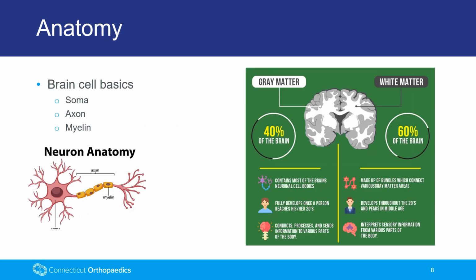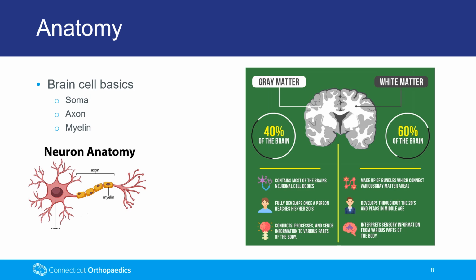Our brain is composed of two different tissue types, white matter and gray matter. The gray matter is composed of cell bodies. This is where we conduct, process, and send information out to the rest of the body. This part of the brain is typically fully developed by our 20s. The other 60% of our brain tissue is white matter. This is the axons that transmit the signals from one cell body to the next and help us interpret sensory messages from all over the body. This tissue development peaks around middle age.